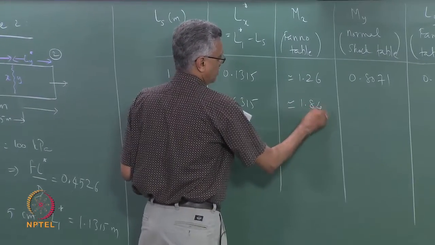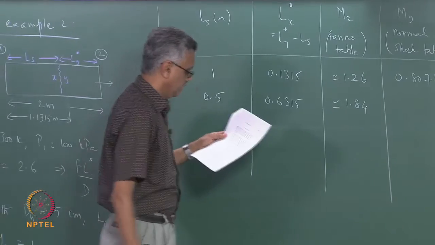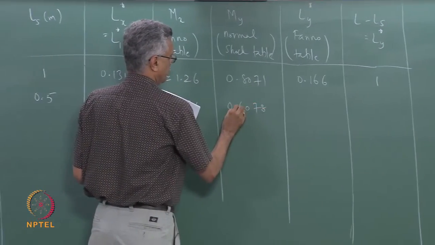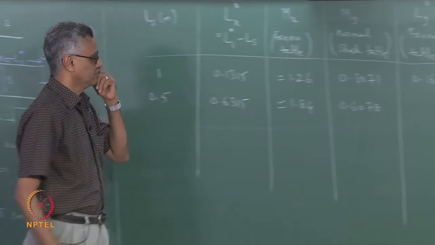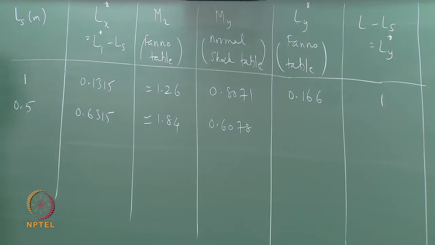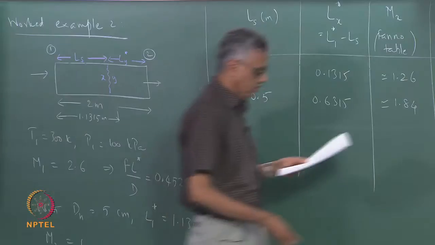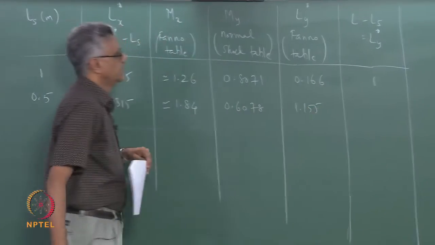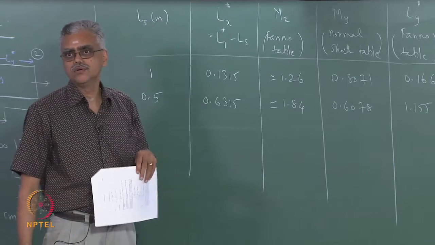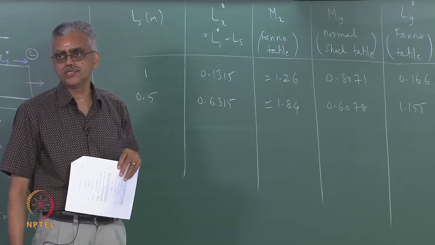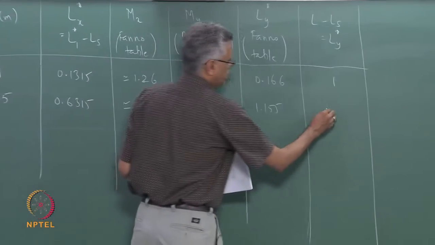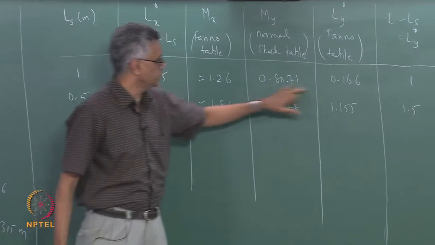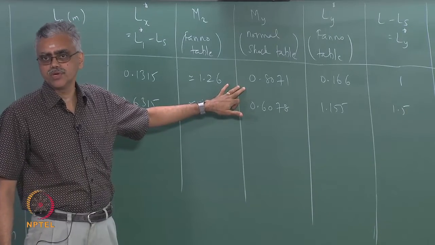Corresponding to this value of Lx star, I get my Mach number to be approximately 1.84, and My comes out to be 0.6078. This then comes out to be 1.155. But L minus Ls is now 2 minus 0.5, so that is 1.5, but the numbers seem to be getting closer. So our inferences from these numbers seem to be okay.